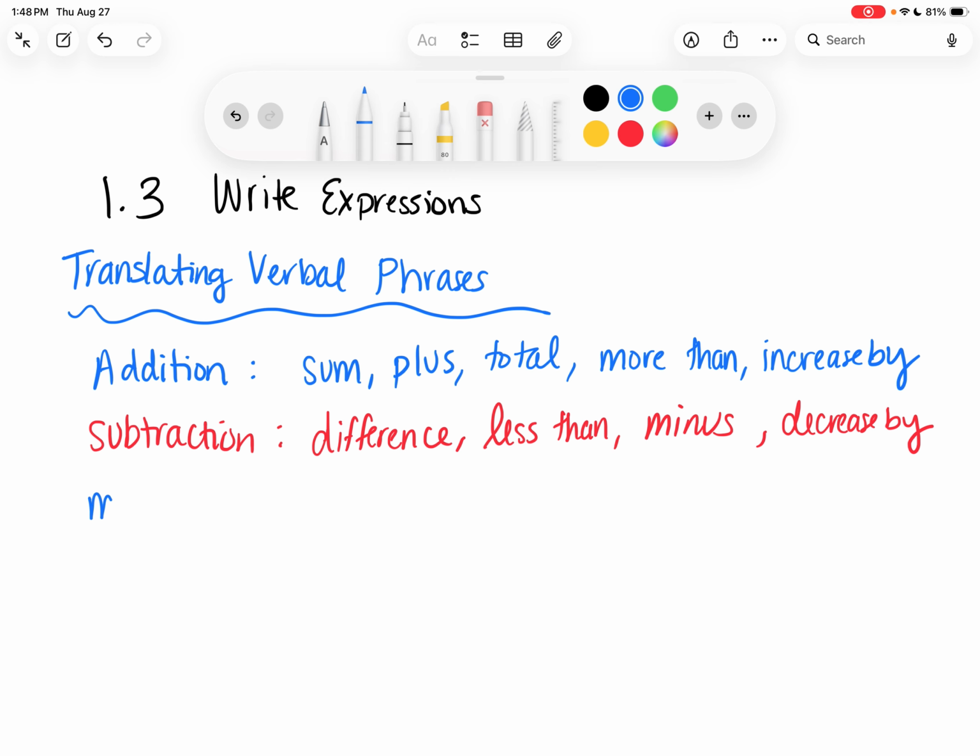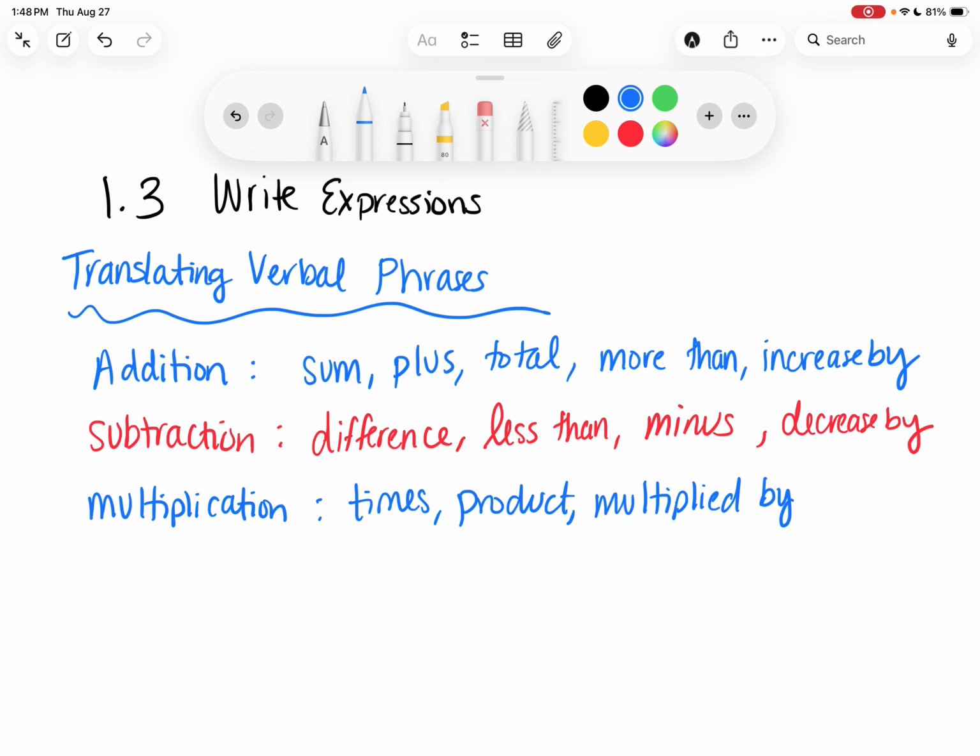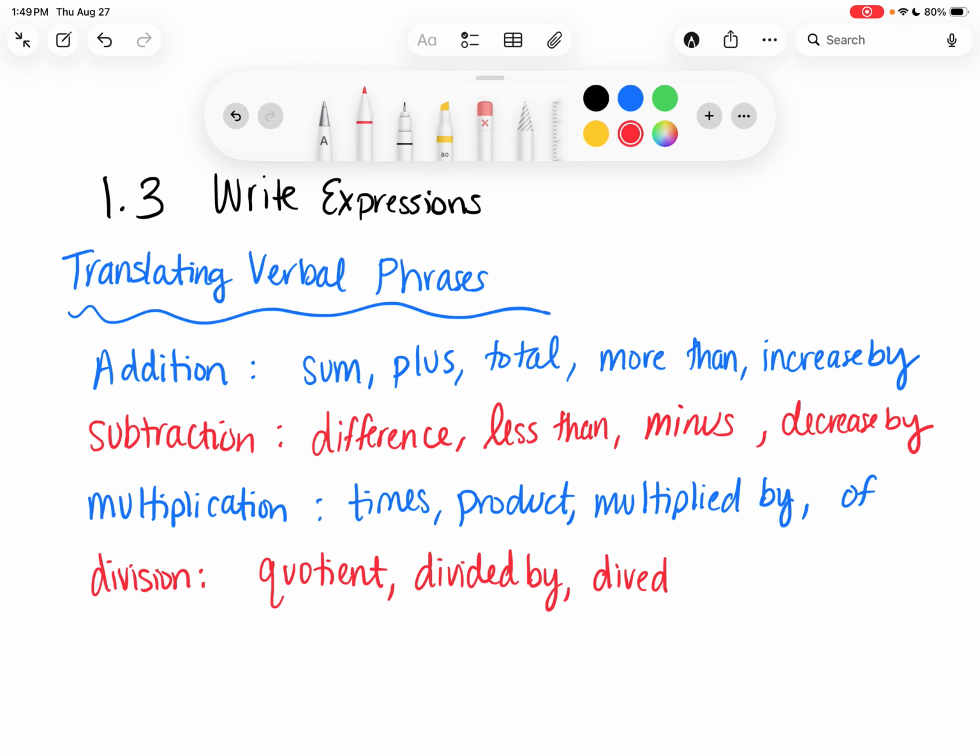Multiplication, we'll have times, product, multiplied by, of. And finally division. The words quotient, divided by, divided into, I can't spell.